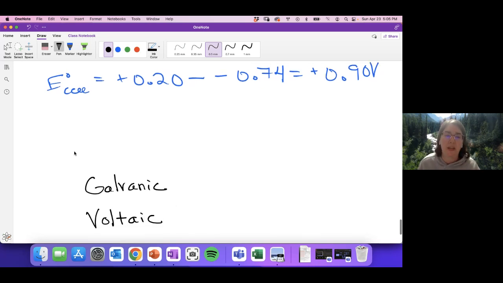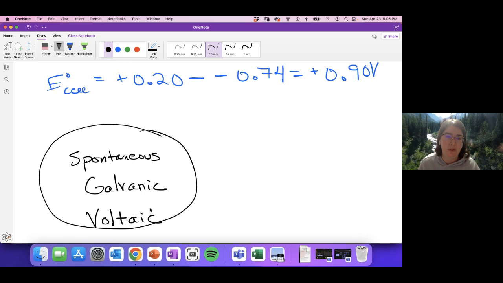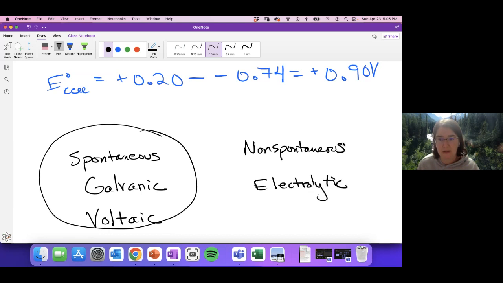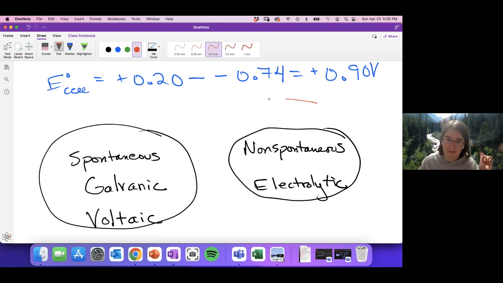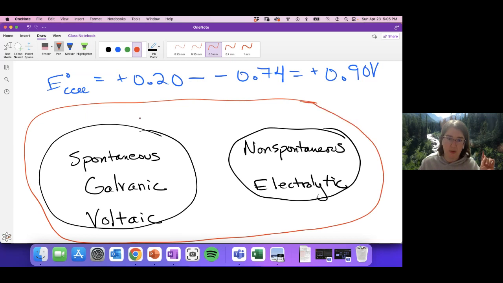So galvanic and voltaic are both examples of spontaneous cells. So those two are actually the same thing. A non-spontaneous cell is called an electrolytic cell. The generic term is electrochemical.